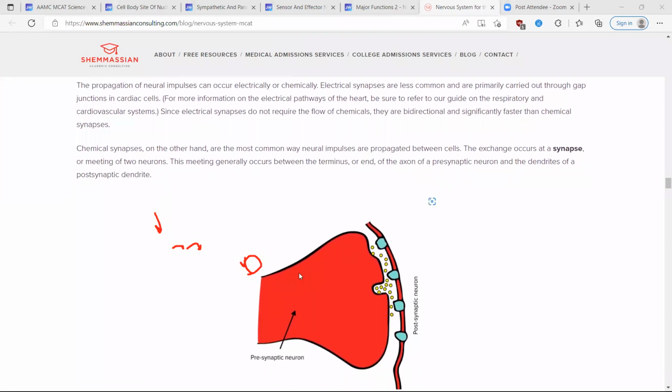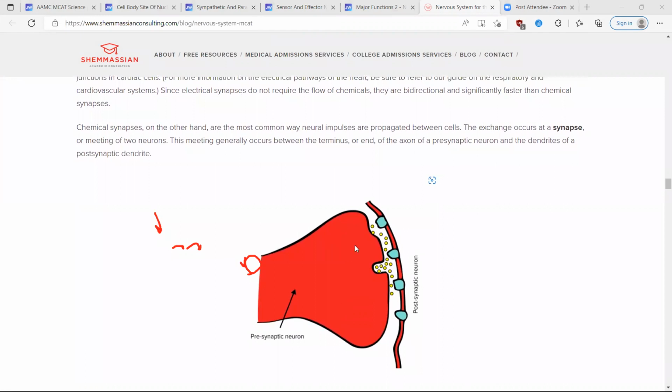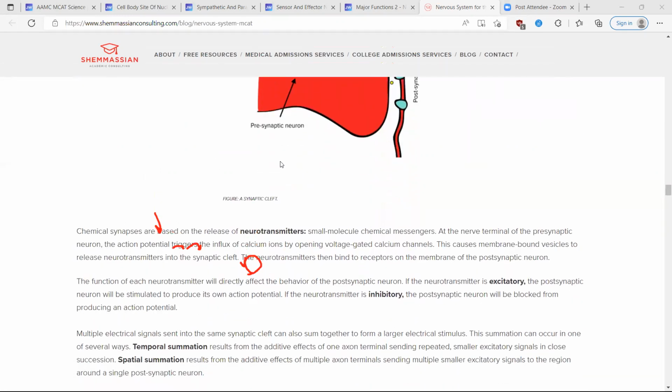Once the electrical signal arrives at the axon terminal, there is a physical gap. Remember, we mentioned that there's a physical gap between the two neurons. So this here is the presynaptic neuron. This is the synapse itself, the physical gap, and then this is the postsynaptic neuron. So how do we bridge that gap? How do they communicate with each other?